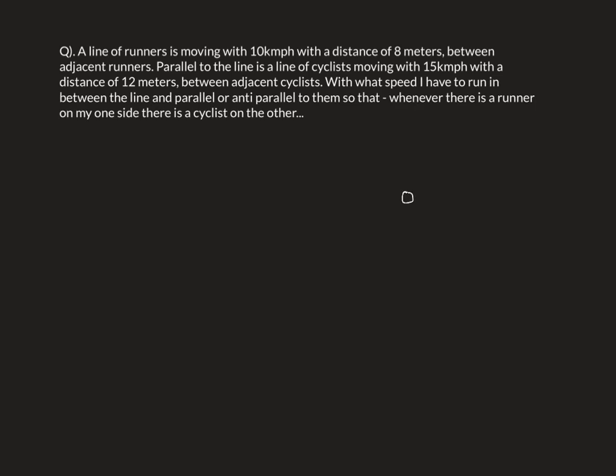Let's say that this is a line of runners or joggers, whatever you like to call them, and there are a lot of runners in that line. The entire line is moving with 10 kmph. That means each of those runners, either the first one or the second one or the third one, no matter what runner we are talking about, is moving with the same speed. Also, the distance between any two adjacent runners is 8 meters. So they are keeping a uniform distance between them.